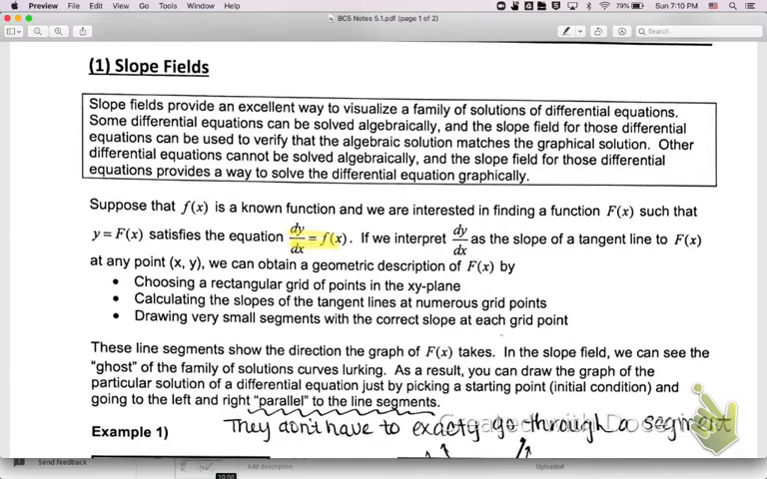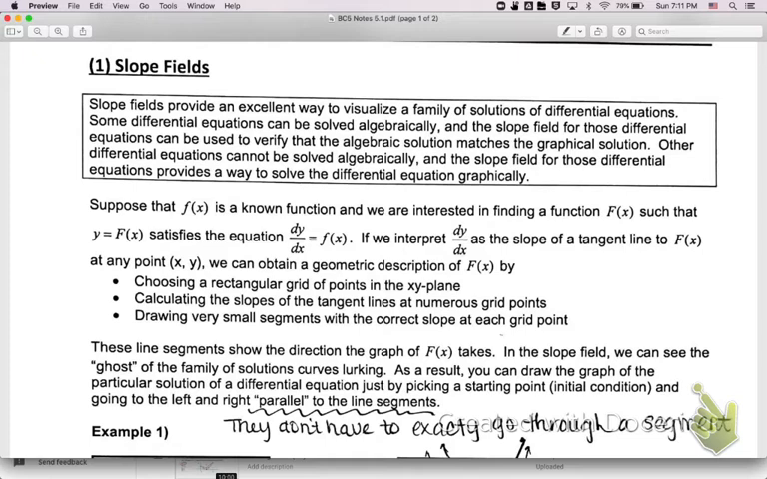Okay, some differential equations can be solved algebraically, and the slope field for those differential equations can be used to verify that the algebraic solution matches the graphical solution. So if you know, for example, that it goes through y equals x plus 2, then you should be able to find that path on your slope field, okay? Some of them are going to be impossible to solve algebraically, which is why we like to generate the slope field, because it helps us get an idea of exactly what we're looking at, okay?